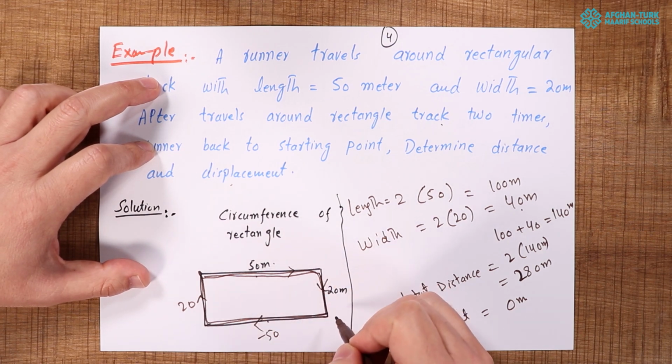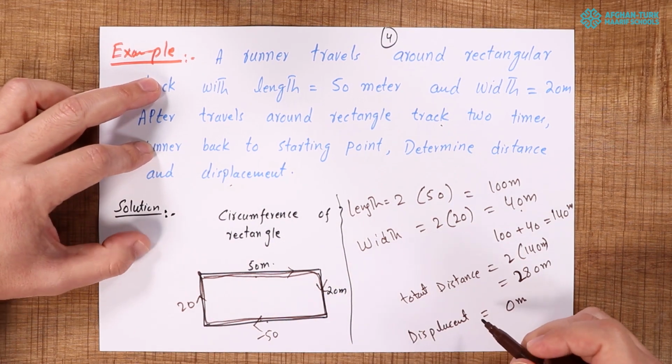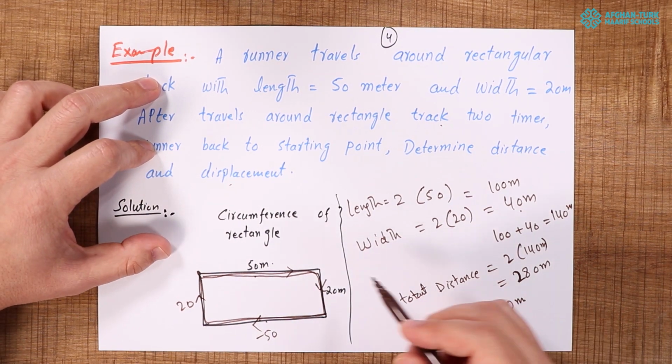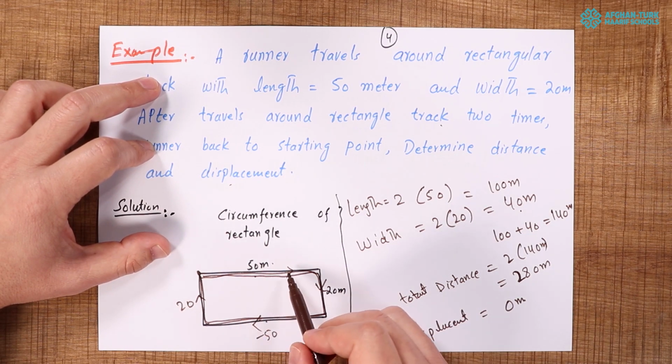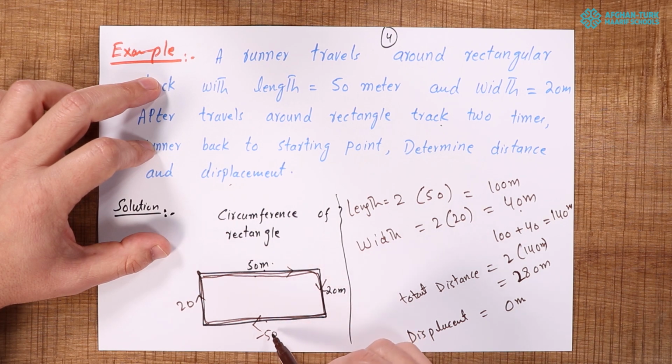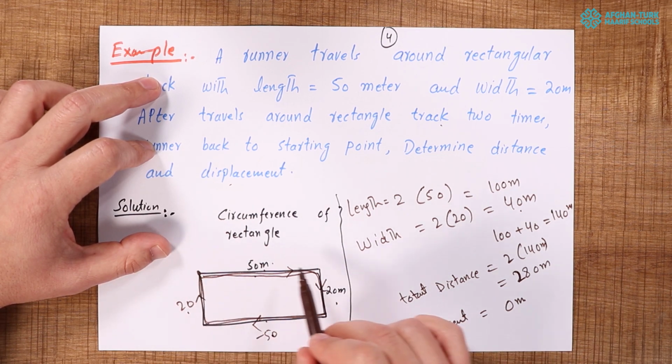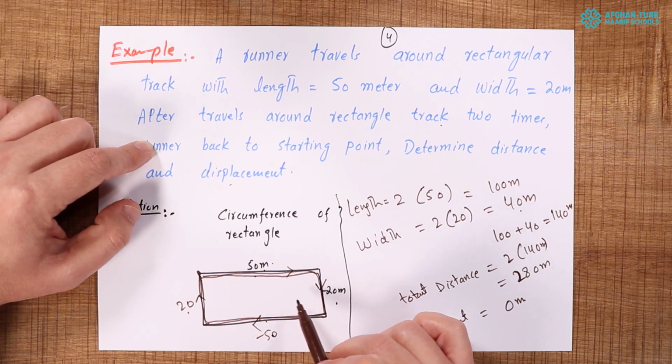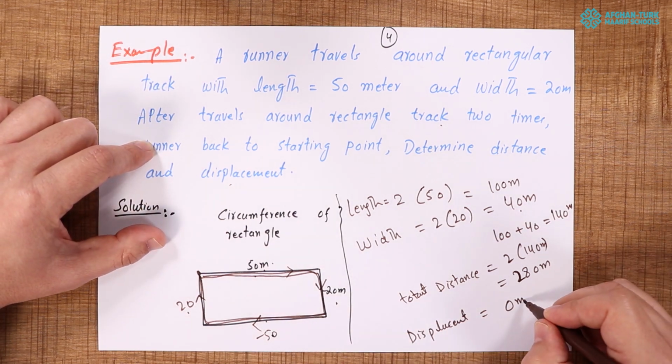So they cancel each other, and the displacement, we know, is a vector quantity. Because of the vector quantity, each side will cancel with the other, like 50 minus 50 is equal to 0, 20 minus 20 is equal to 0. If he continues this motion for 20 minutes, the displacement will still equal 0. Okay, thank you so much.